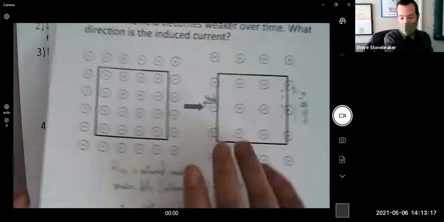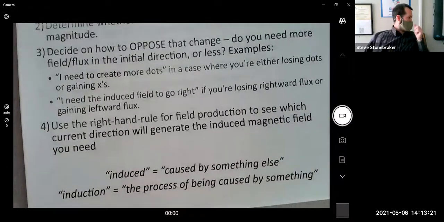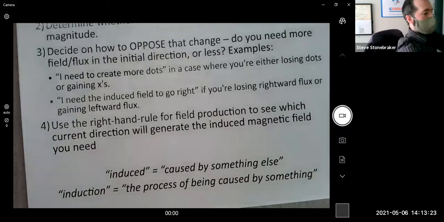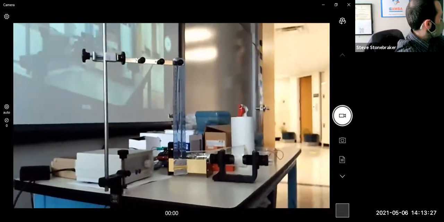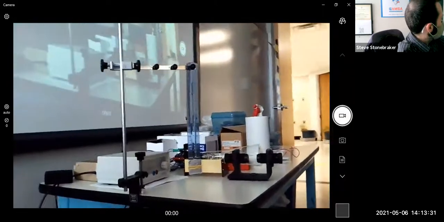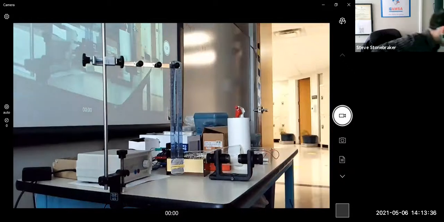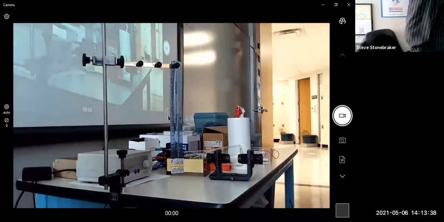Okay. I want to show you a couple of other applications of this. I'm going to turn the camera. Still not a very good camera though, so I need to try to get a better one.